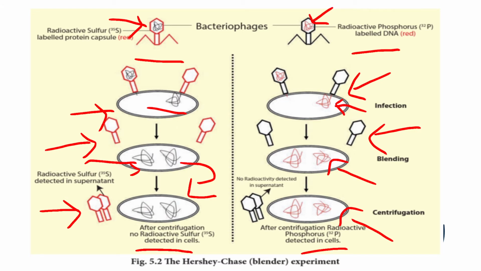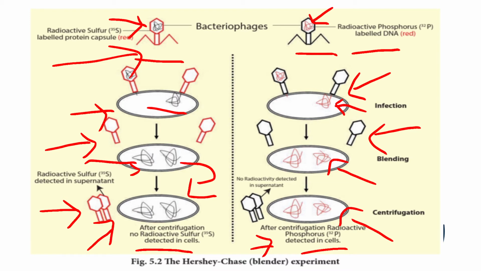When they labeled the protein coat, that doesn't cause any harm to the bacteria. But here the DNA was labeled with phosphorus and the infection occurred. So this proves the DNA is the only genetic material.